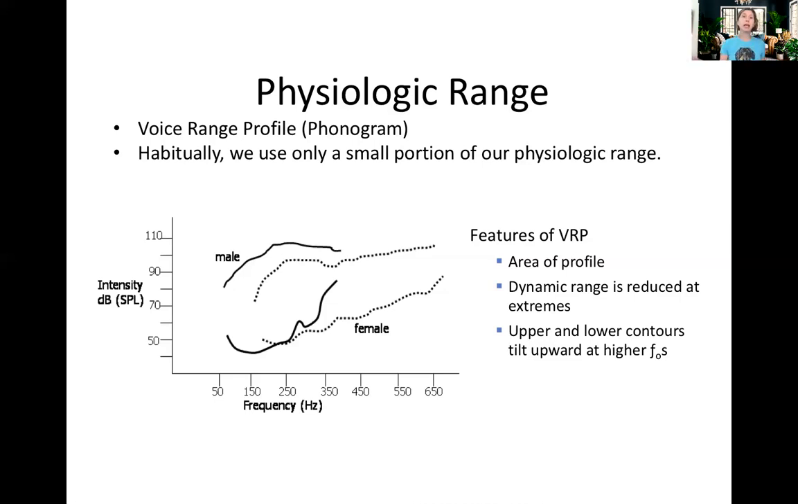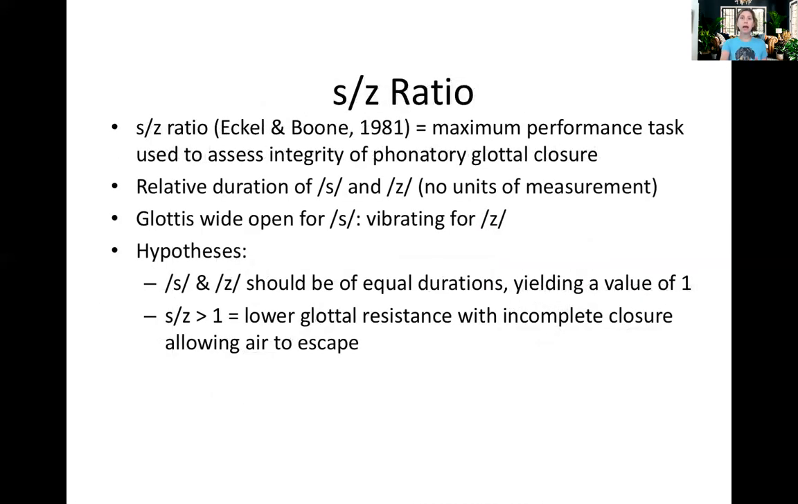So that's how this is all playing out. We can also look at an S-Z ratio. And this is the maximum performance task that requires nothing more than a stopwatch. It's used to assess the integrity of the phonatory glottal closure. It characterizes the relative duration of the maximum phonation of S and Z.